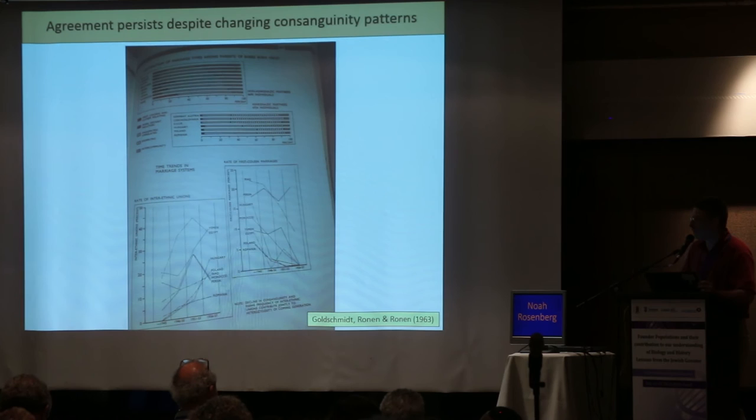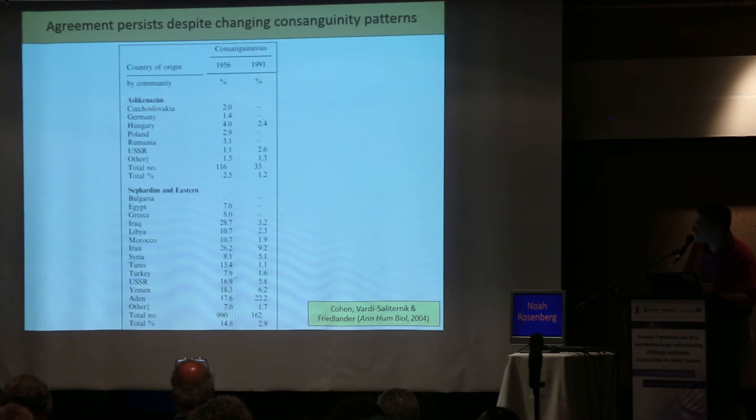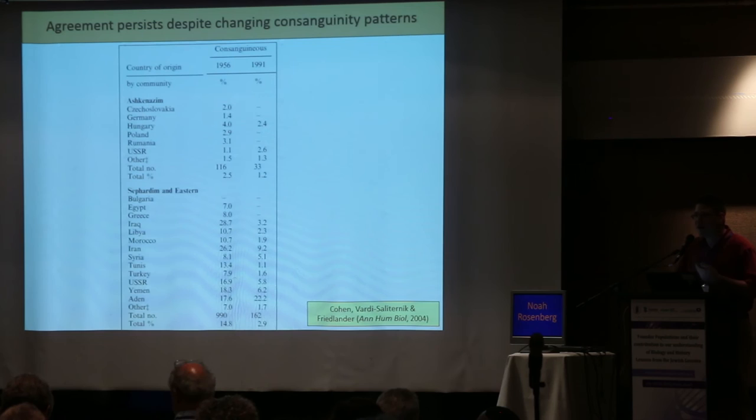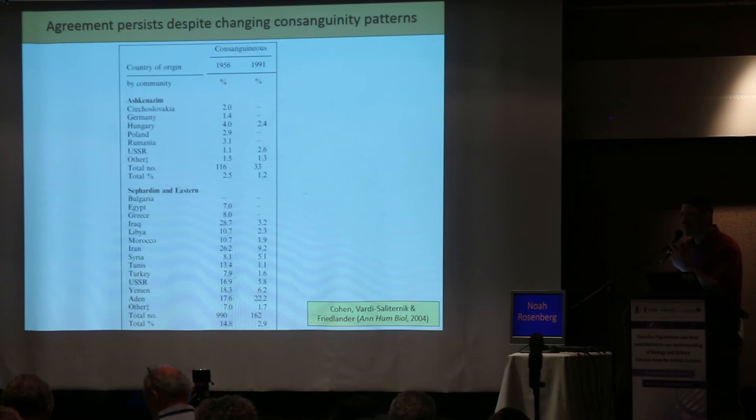And this was repeated in a study, a report in 2004, that took the same study design as that 1960 study, here using data from 1991. And here's measurements of consanguinity in the same population groups. And you can see that in most of the populations, it's quite a bit less than in 1956. So we have this situation where the consanguinity has been in substantial decline, but it still has a very strong effect on what signatures are seen in the genome.